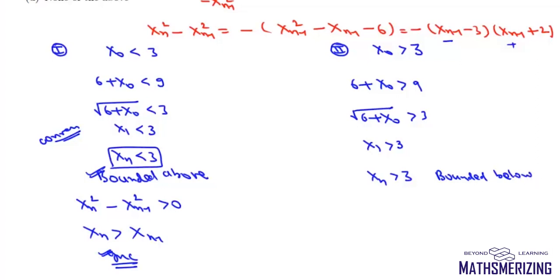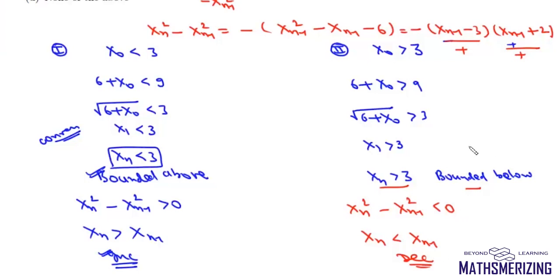Now if xn is greater than 3, then this expression will be positive, this is also positive, and here we have this minus sign. So we'll get xn square minus xn minus 1 square, it should be less than 0, that is xn should be less than xn minus 1. That means this sequence is now a decreasing sequence. So if the sequence is bounded below and monotonic decreasing, that means this sequence will converge.